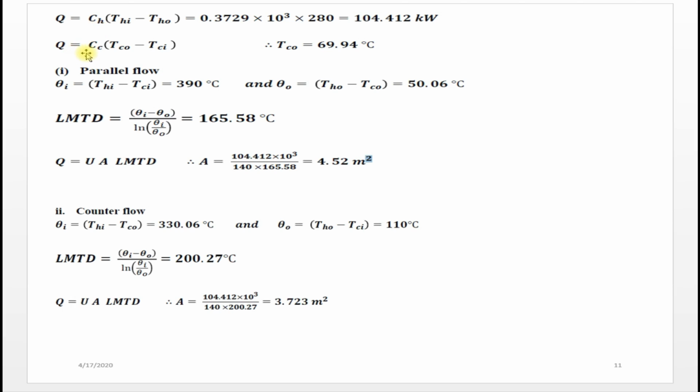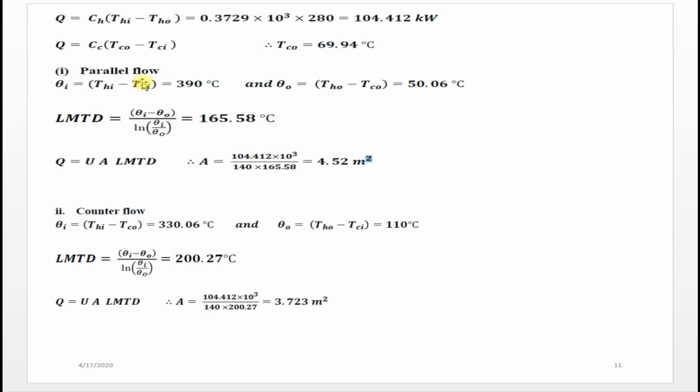Q for the cold fluid is Cc into (Tc naught minus Tci). Cc means the heat capacity of the cold fluid, and Ch is the heat capacity of the hot fluid. You can write mc Cpc into (Tc naught minus Tci) also. In the last problem we used mCp dT as the equation. But if you want to write in heat capacity form, then we replace mH Cph by Ch and mc Cpc by Cc. Tc naught value is 69.94 degrees Celsius.